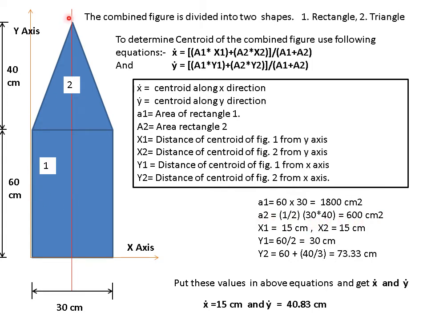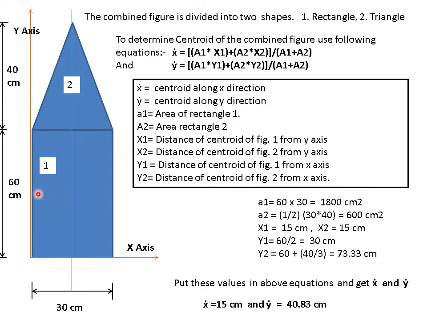Now x1. If I draw a vertical line through the center of this diagram, you can see there is a symmetry on the left and right hand side. That means this diagram is symmetrical about the vertical axis. So naturally its x bar will be at half the distance of the base, that is 30 divided by 2, it will be 15 centimeters. But let us find it out again.